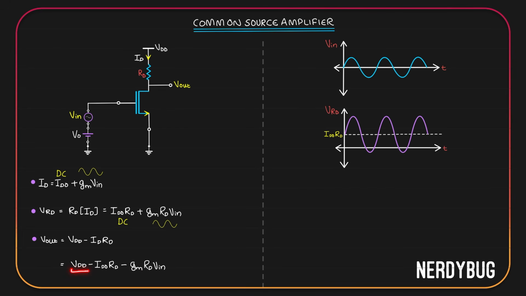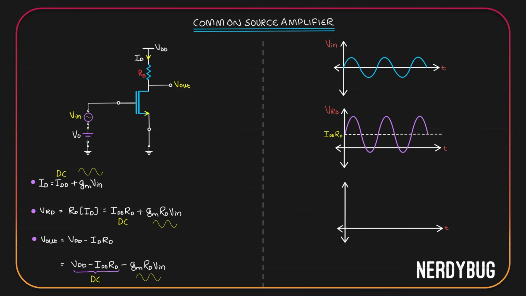Here VDD is a DC value. Minus ID0 RD is also a DC value. But minus GMRD Vin will be an AC value because we have Vin. Vin is sinusoidal. Therefore, in this case, this whole thing is going to be the DC value and this will be the AC or sinusoidally varying value. Let's try to plot this on a graph.